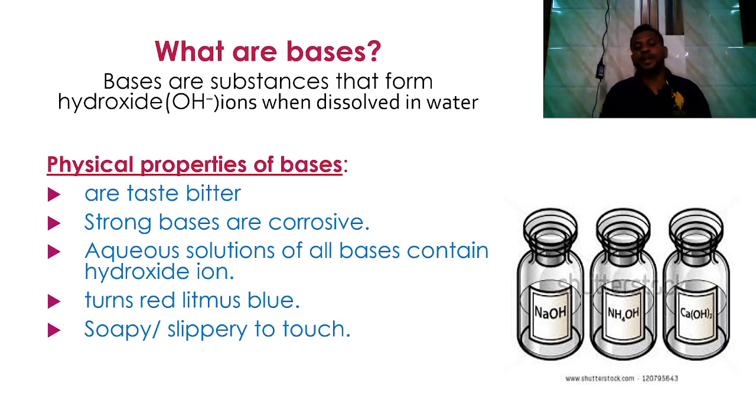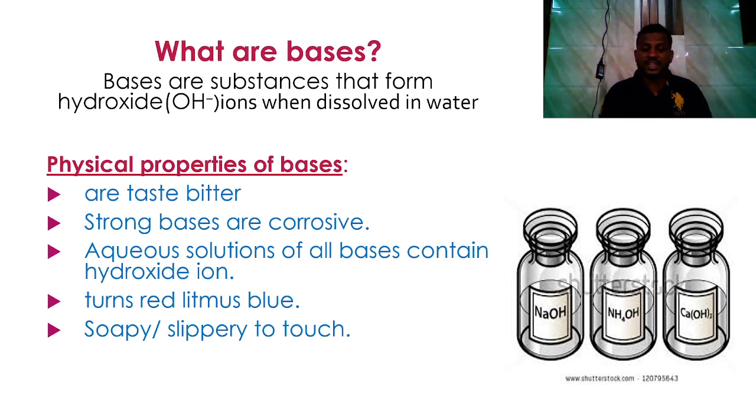The physical properties of bases are: they taste bitter. Strong bases are corrosive, as acid is corrosive. In the aqueous solution, all bases contain hydroxide ions. If we see the acid, when it is in the aqueous solution, it produces hydrogen ions, but when the bases are in aqueous solution, they produce hydroxide ions.